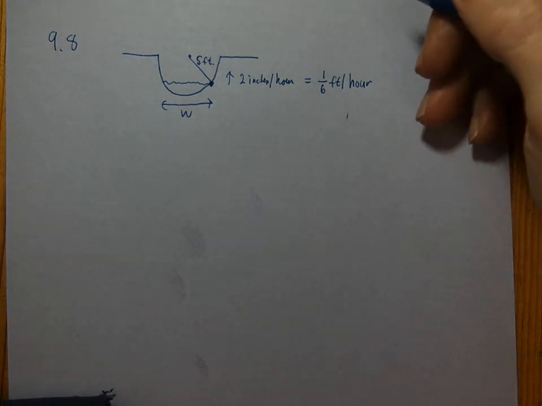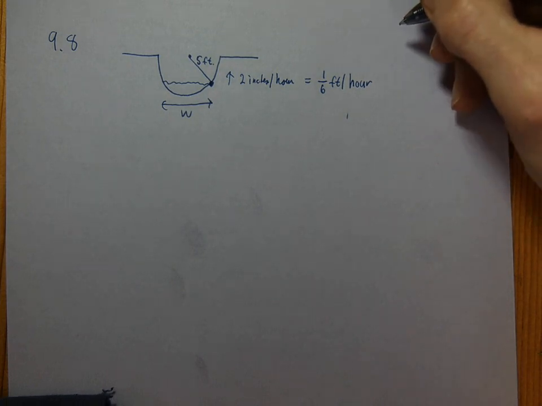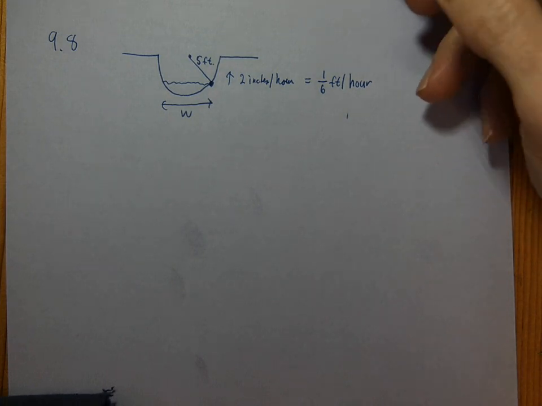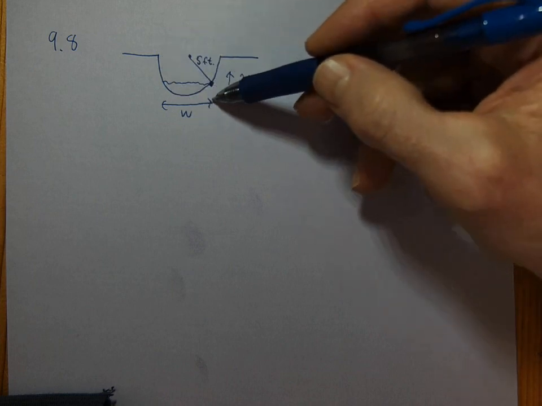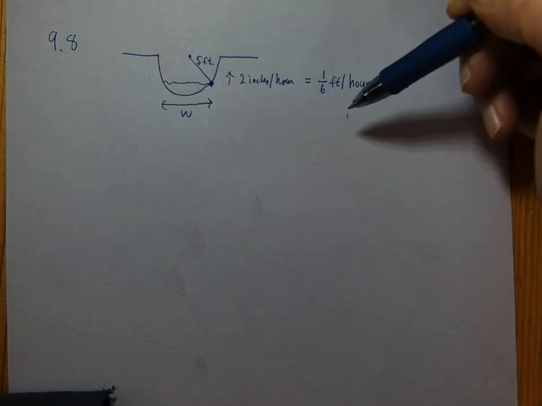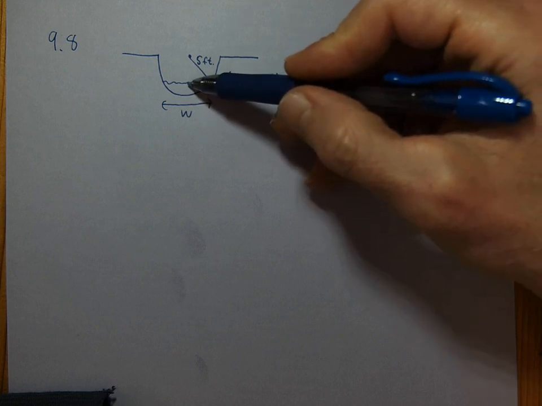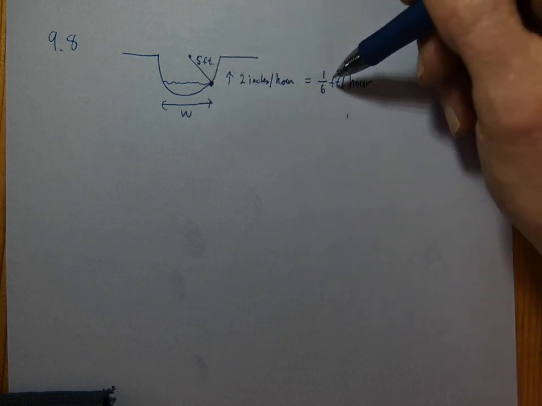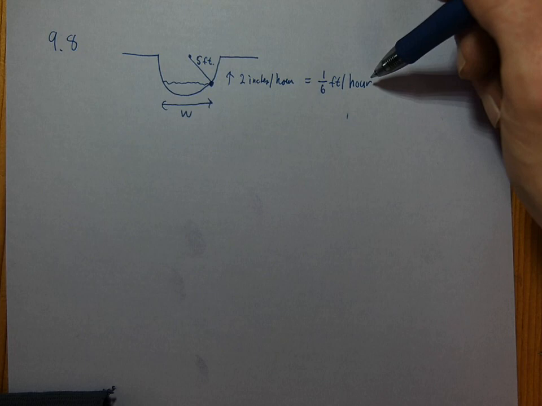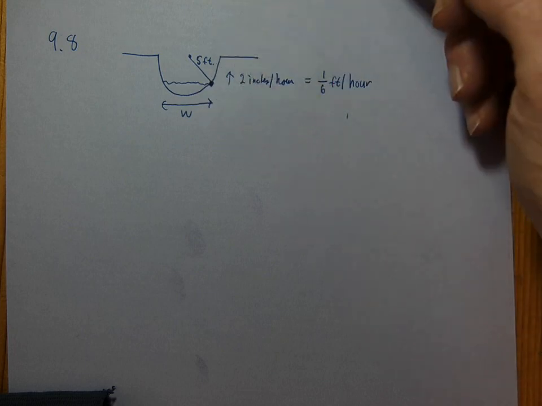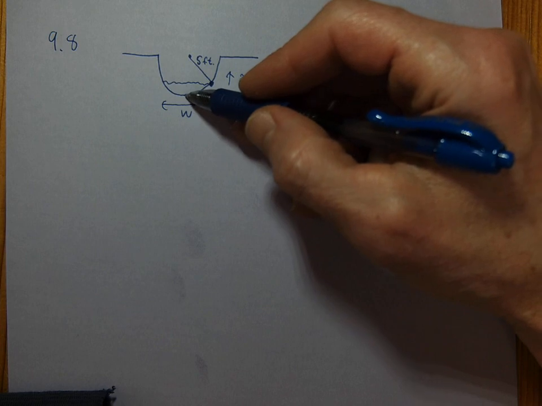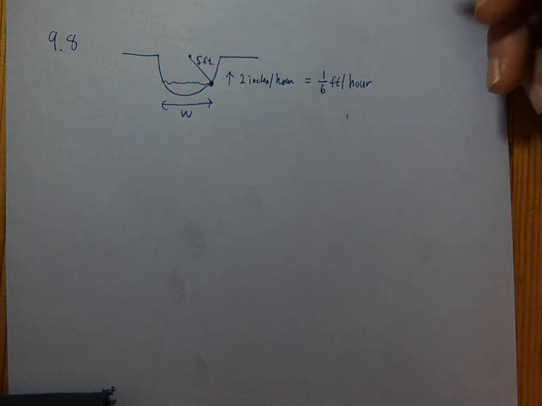Okay, this video is on doing question 9.8. So you have this trough that's a circle, and we want to know its width as a function of time. And the water level is going up 2 inches an hour, which is 1/6 feet per hour. And so again, we want to know the width of that water as it goes up in this circle. So the width starts off at 0 and then goes up to 10 feet.